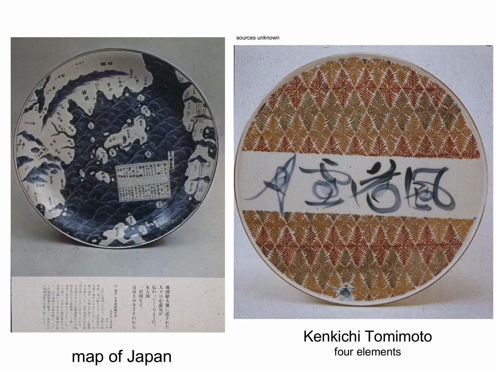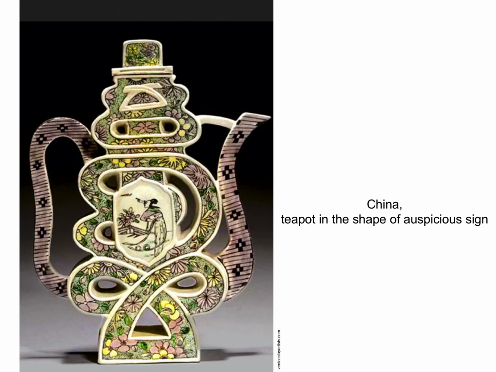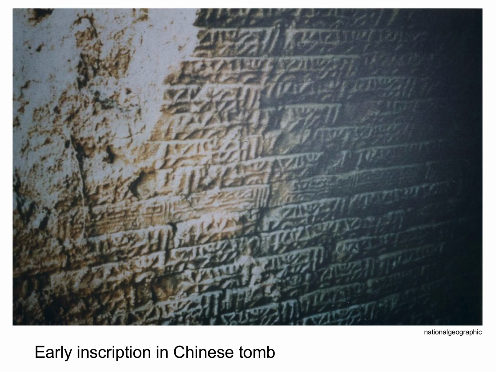Here a plate with a map of Japan, and on the right, a mid-20th century ceramic artist, Kenkichi Tomimoto, a plate with the script of the 4 elements. This wonderful teapot from China with an auspicious sign embedded in the form and the surface of that amazing object.